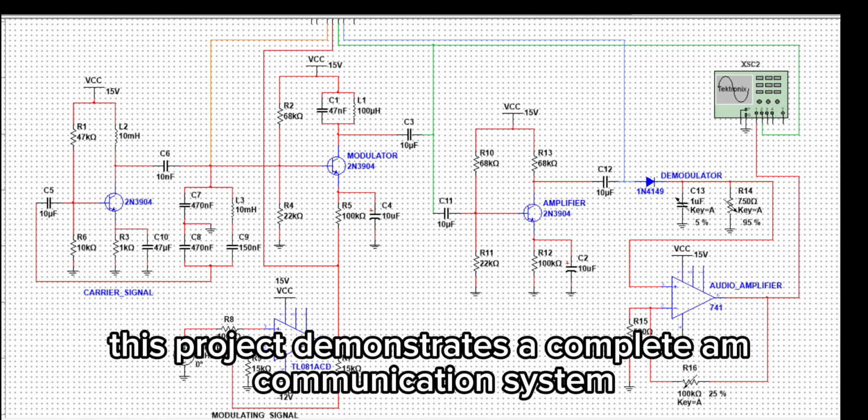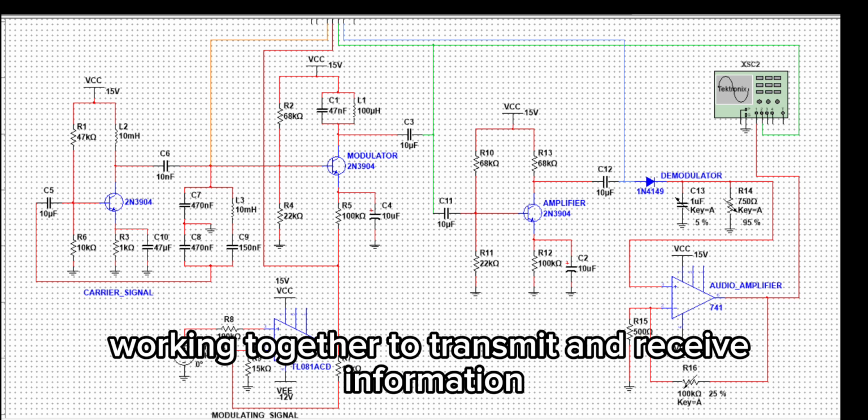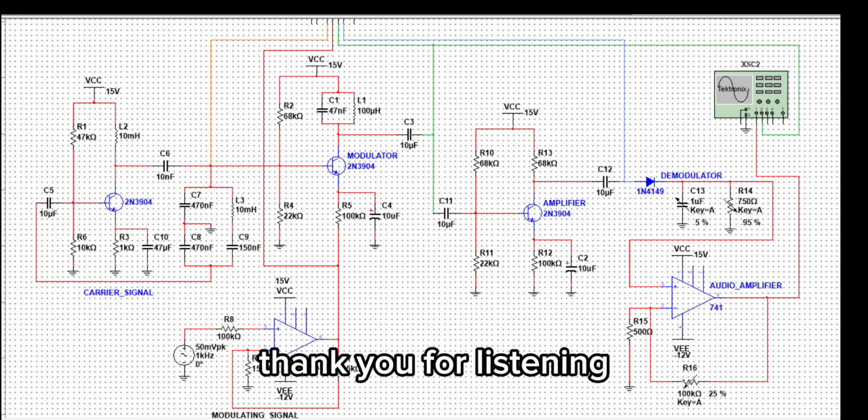This project demonstrates a complete AM communication system, highlighting different circuit types working together to transmit and receive information.